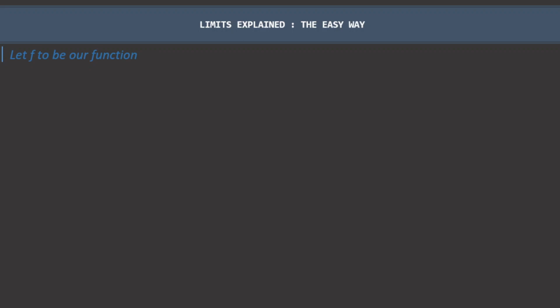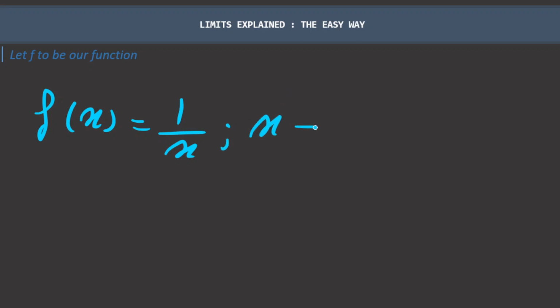So the easy way to understand limits is to take f, our function here. f of x is equal to 1 over x. And we know division by 0 is impossible. So that's why we write x cannot be equal to 0. If we plug in 1 over 0, it is impossible. So we just remove that from our mind.